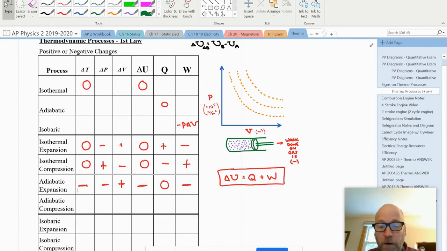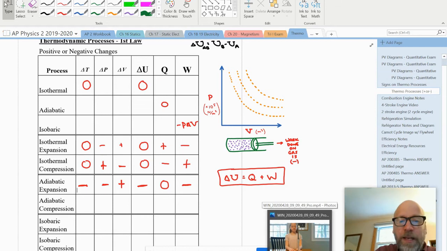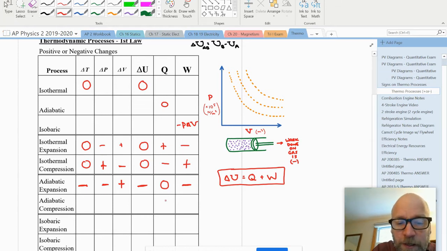Okay. Now, with that in mind, adiabatic compression. In adiabatic compression, the heat's still going to be zero, but the gas was compressed. So there was work done on the gas, so that would be positive. I'm doing work to the gas, so I would increase its internal energy.